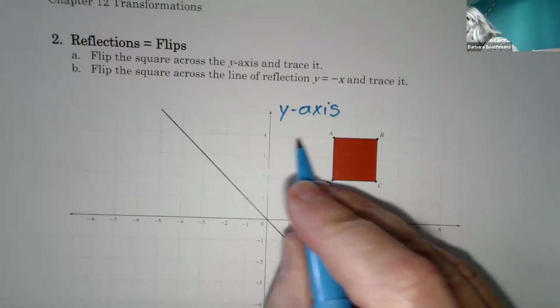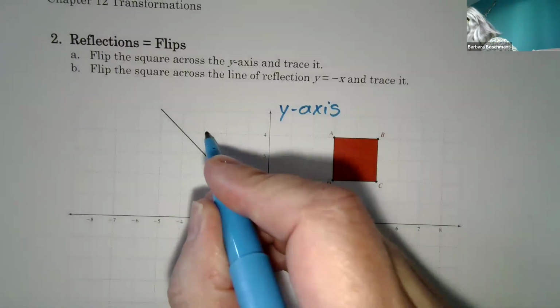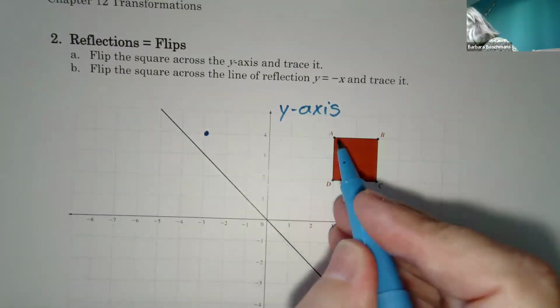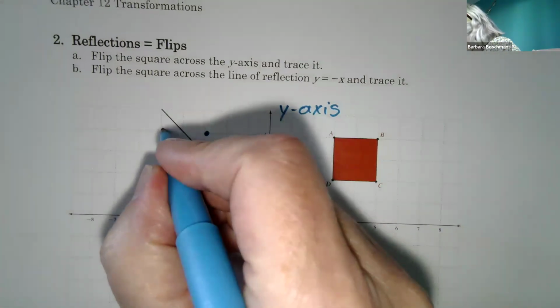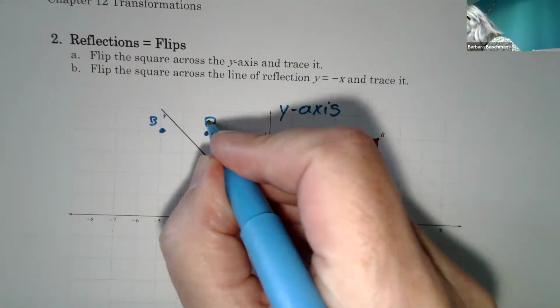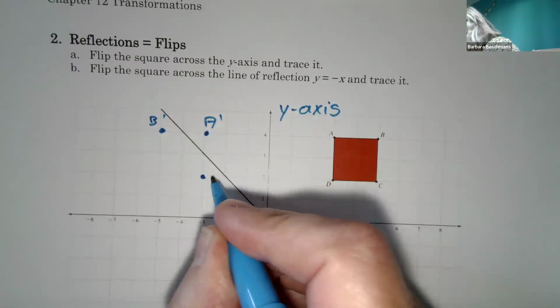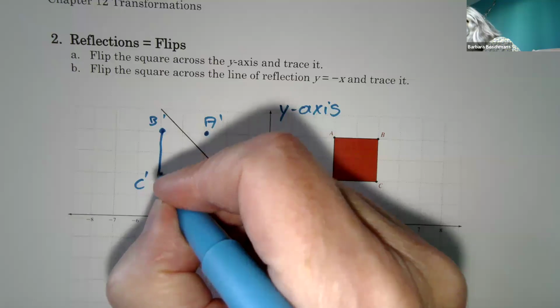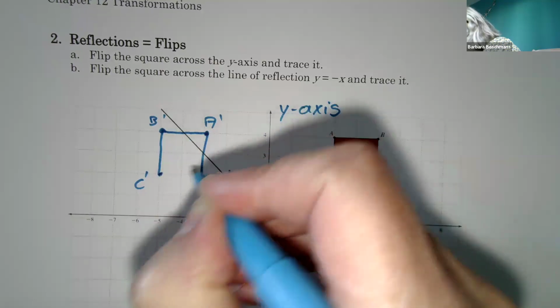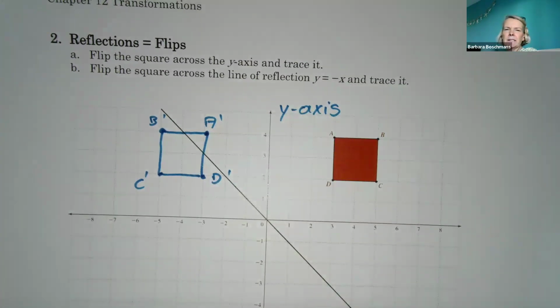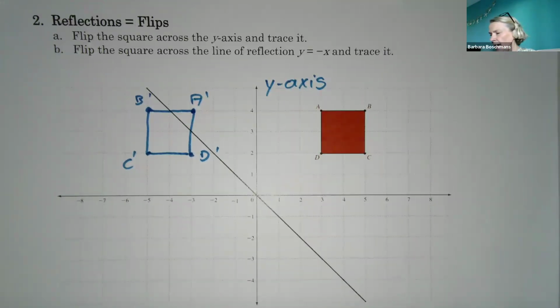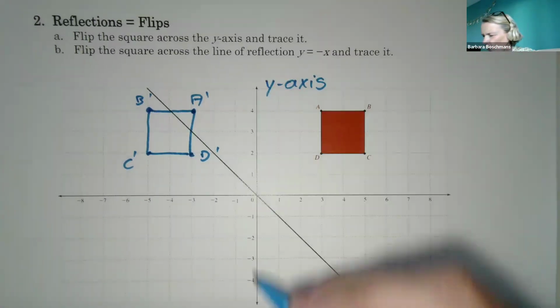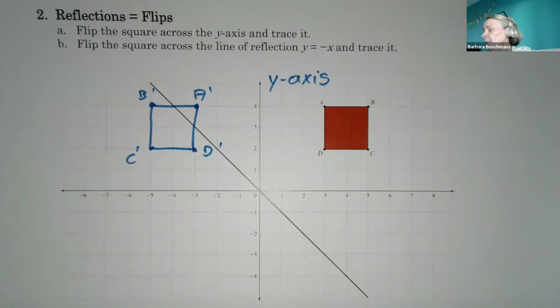Okay, so for this one, it's 3 to the right. So 1, 2, 3 to the left. There's 1, 2, 3, 4, 5 to B. That makes my B prime go here. Here's my D prime, and here's my C prime. And that is flipped across the y-axis. So right here would be my y-axis. That would be my line of symmetry or line of reflection. Line of reflection is what I meant to say.